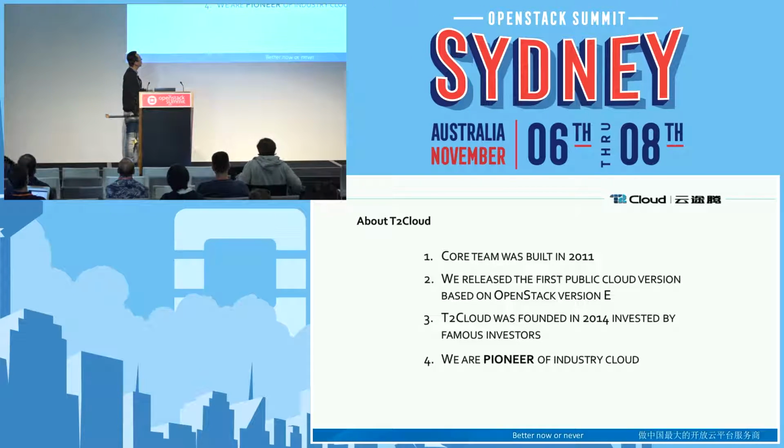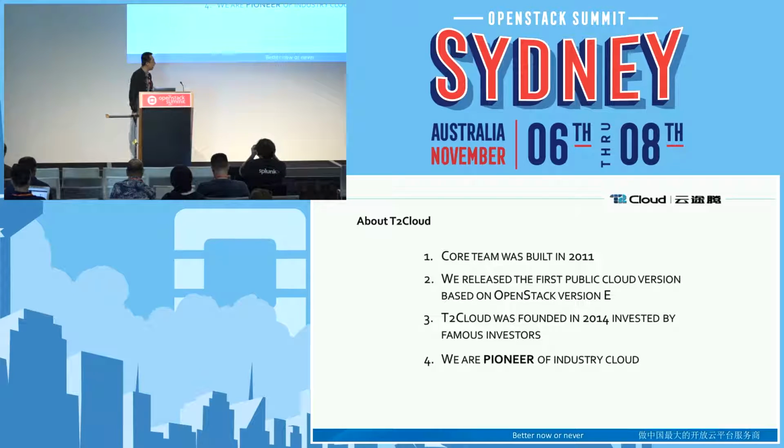Our company's core team was built in 2011, and we released the first public cloud version based on OpenStack version E in the next year. Our company was founded in 2014, invested by some famous investors in China. We are the pioneer of industry cloud in China right now. We have built industry cloud products for finance, railway, energy, and television and broadcast industries.